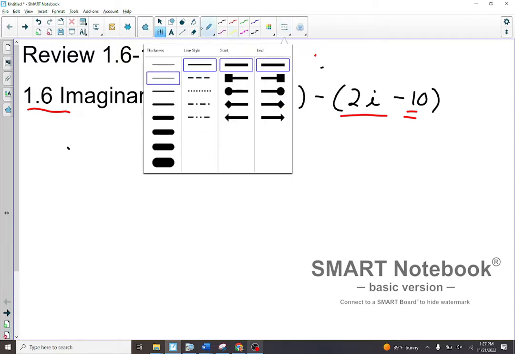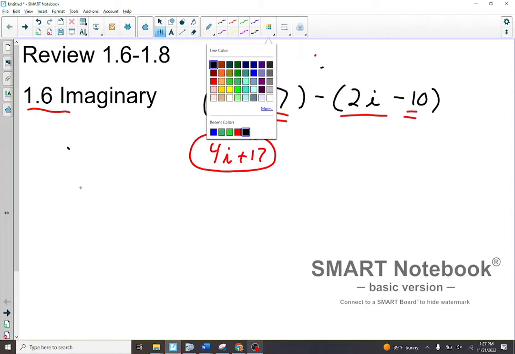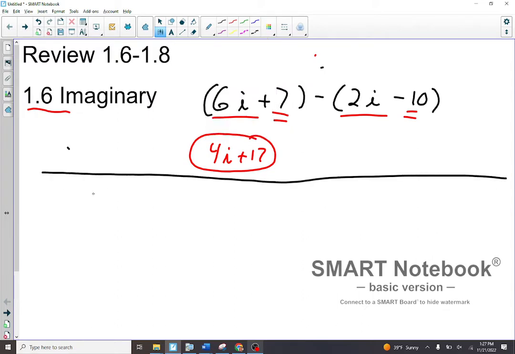When do you FOIL or when you distribute to both? When there's multiplication. So the next question. When it's not a subtraction.